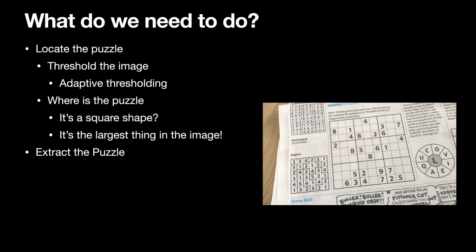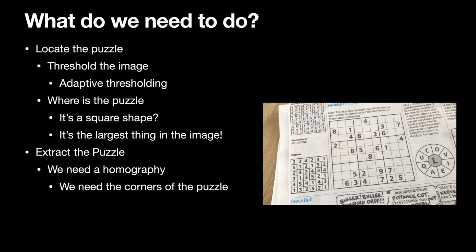Now we've located the puzzle, we need to extract it. We need a homography to take the image from the plane that's been captured by the camera to a square puzzle. We need to find the corners of the puzzle. And knowing what you know now, you're probably thinking, haha, Hough transform, that's the answer. But there's another cheat. We'll talk about that in a minute.